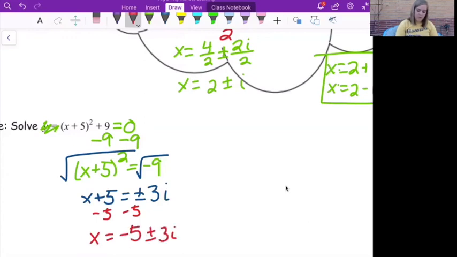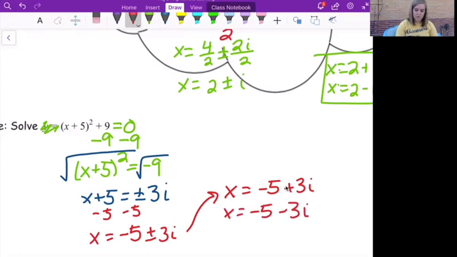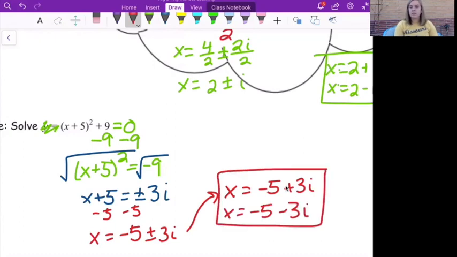And again, we can break this into our two answers of x equals negative 5 plus 3i and x equals negative 5 minus 3i. And so those are our answers for this problem.